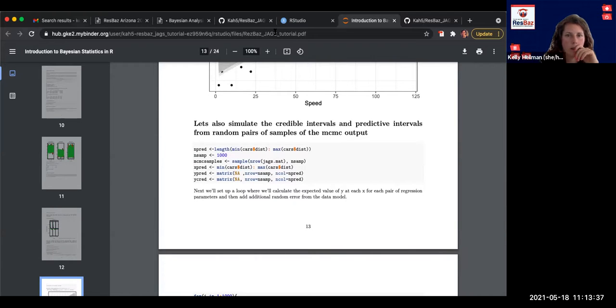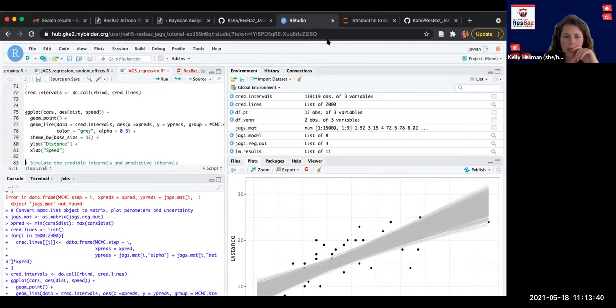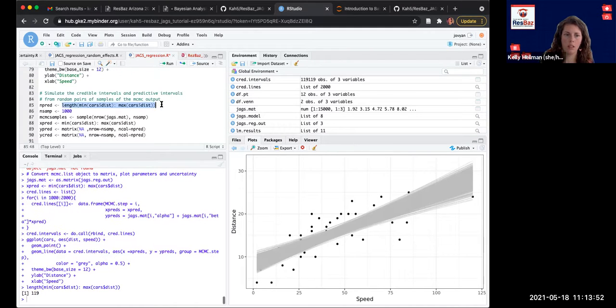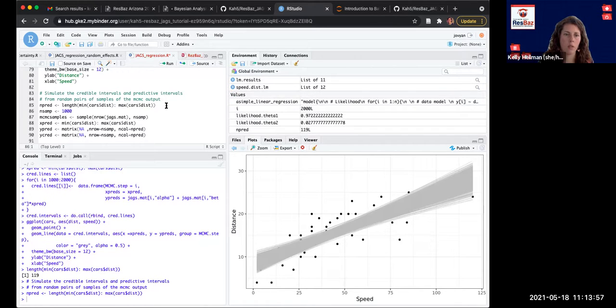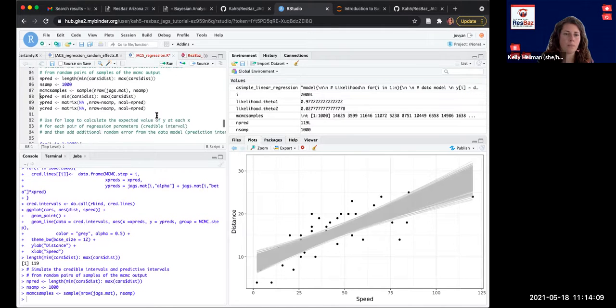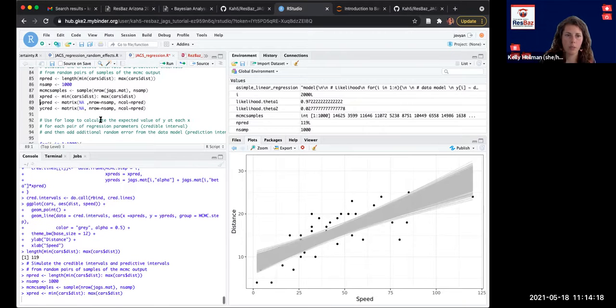So let's go back to this, click on that. So we'll get the number of predicted values, which is basically just going to be the length of this from the minimum to the maximum of distance. Let's do 1,000 samples. We're going to randomly sample from the JAGS mat or the posterior distribution. And then we'll get an X pred, a Y pred, which is our predictive intervals, and a Y cred, which are our credible intervals.